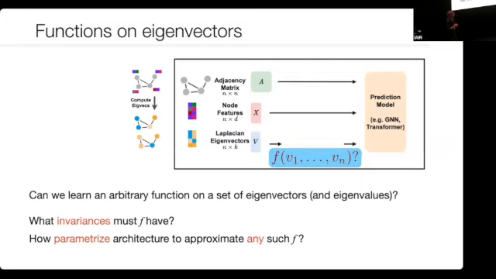So the question is now we are inputting these eigenvectors, so we need to think about what a neural network that processes these eigenvectors would look like. What about the invariances that we might want? And taking those into account, is it possible to get a universal architecture for a neural network on eigenvectors that can parameterize any function that has these invariances?